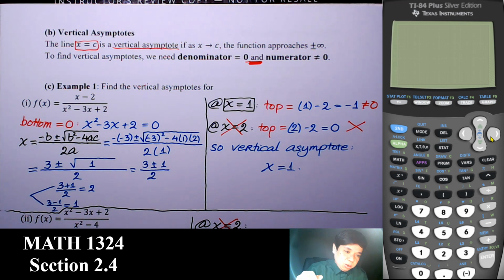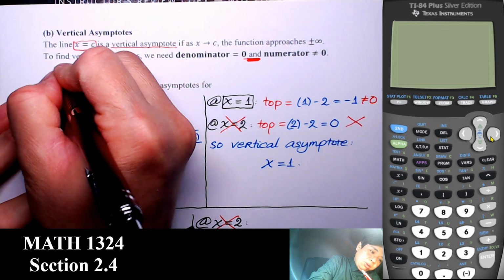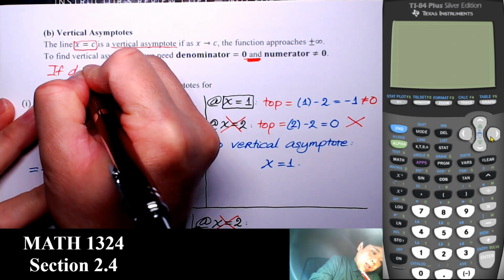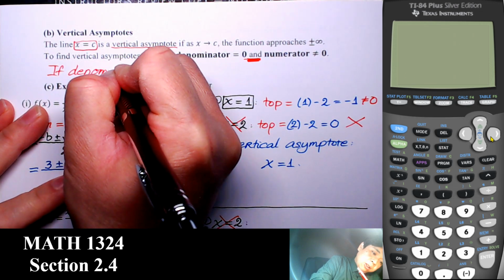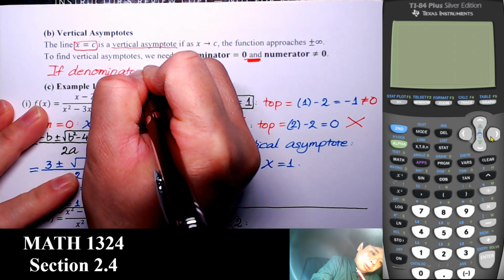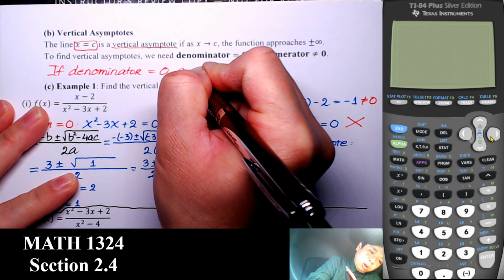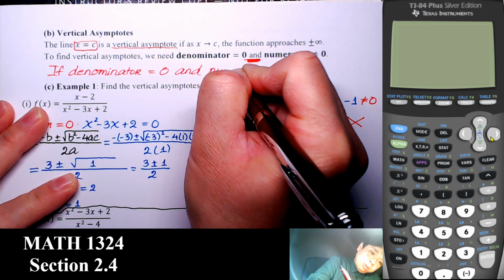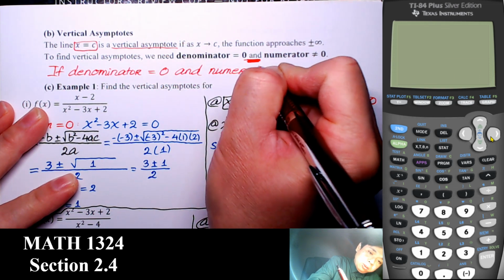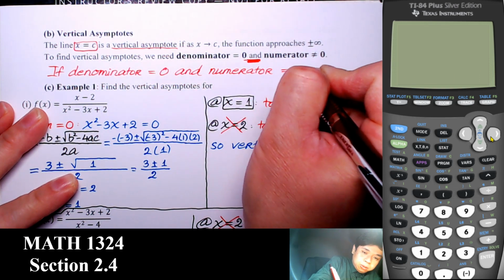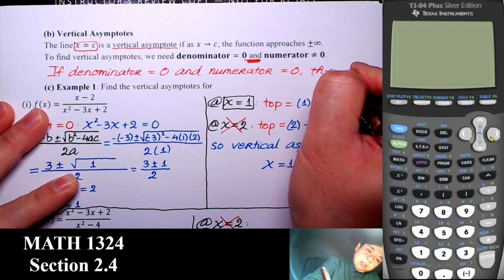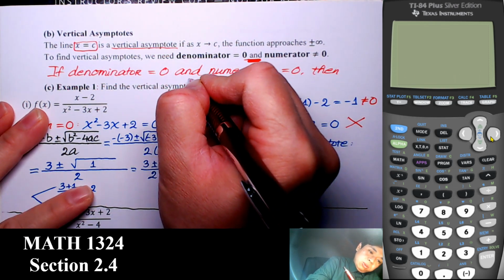When that happens, what we have is a hole on the graph. Alright, let me write this down. If denominator equal to 0 and numerator equal to 0, then x equal to c is a hole.